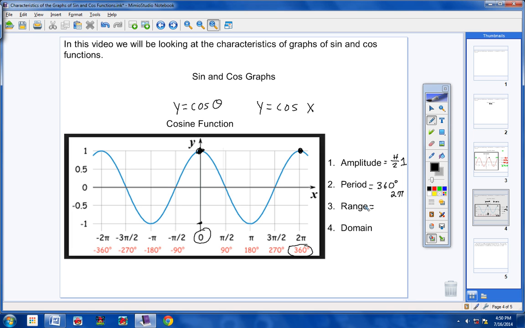Now let's talk about the range. Well, the range, it looks just like a sine graph to me. The highest the graph ever goes is 1, and the lowest the graph ever goes is negative 1. So the range is going to be negative 1 to 1. You always start with the smallest number first, negative 1, and then put the largest number second. Negative 1 to 1, and be sure and use brackets because it is inclusive.